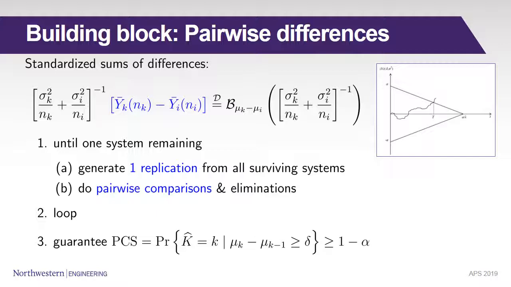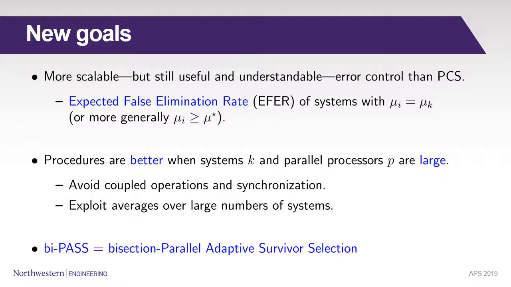Now notice that there's a lot of coordination in this process. A single replication followed by pairwise comparisons. A single replication followed by pairwise comparisons. We want to create procedures that are specifically designed for very large numbers of alternatives. The example I'll show you at the end has 22,500 simulated alternatives, and also exploits parallel computing capacity.